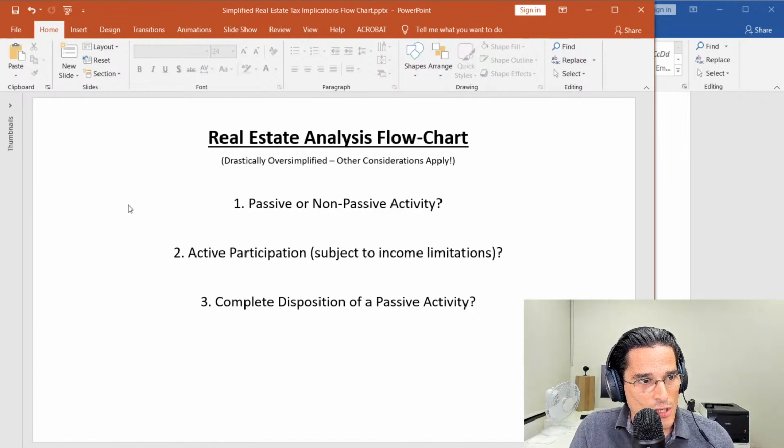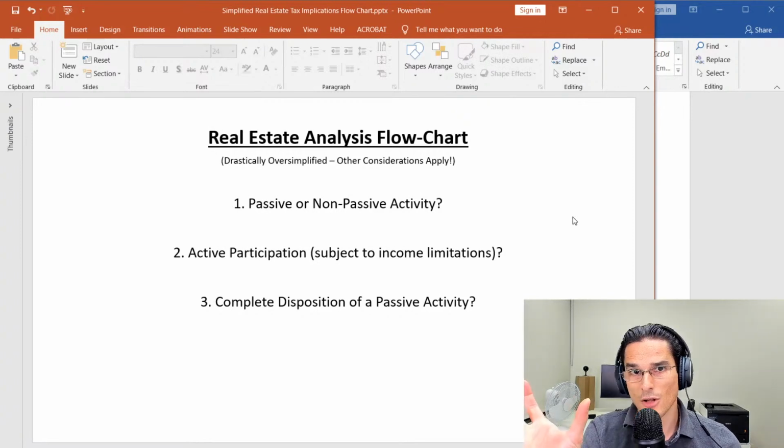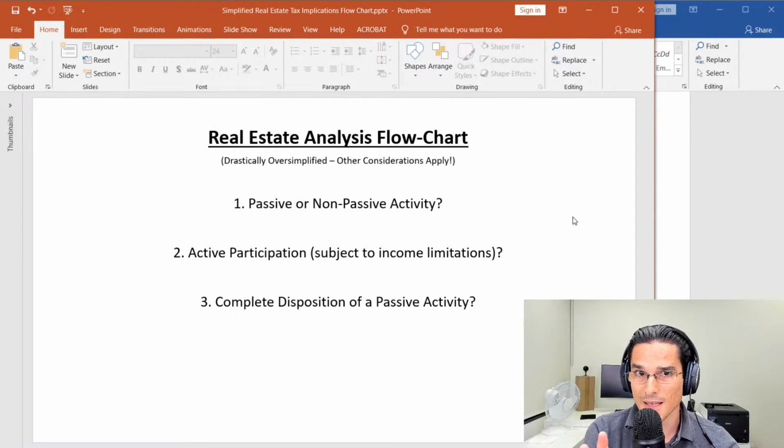But the first question is whether the activity you're involved in is passive or non-passive, right? You want to be able to separate the income. And then the question is, if you have income from one category versus losses from the other, can you simply offset them, or can you offset a portion of them, or do you have to just suspend the losses until a further tax year and so forth?